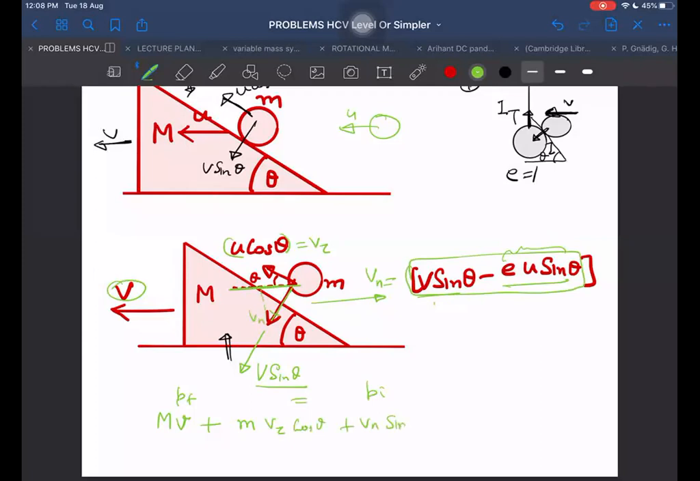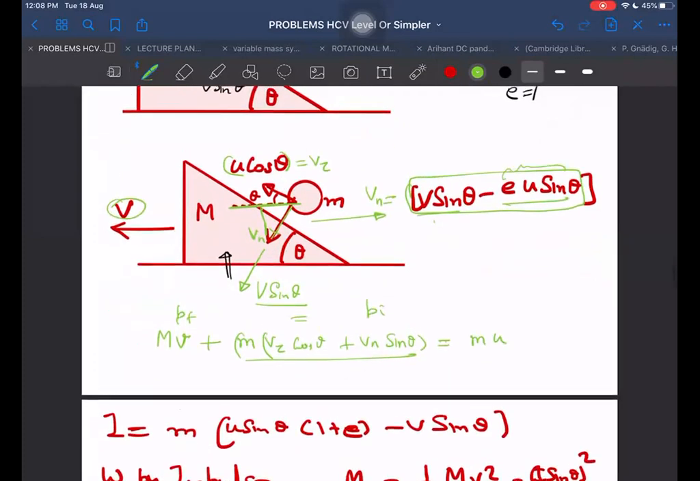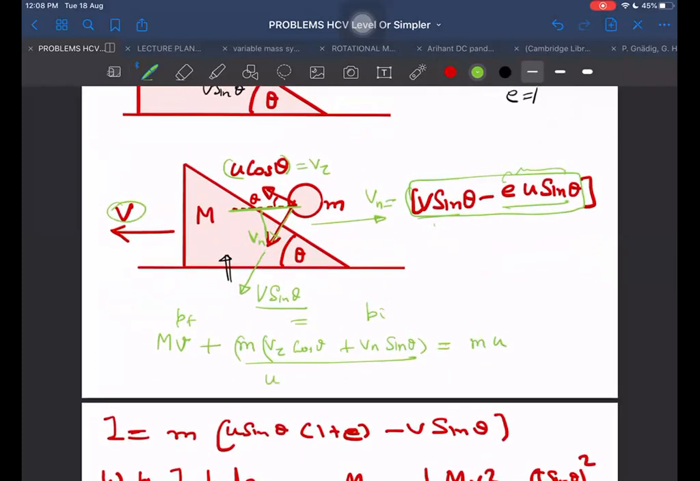That will be Vn sin theta in the horizontal direction, right? Yes, sir. Vn sin theta, that is equal to m into u. But V tau we know is equal to u cos theta, then it becomes u cos square theta plus. What is Vn here? Vn is equal to v sin theta minus e into u sin theta, whole multiplied by sin theta.